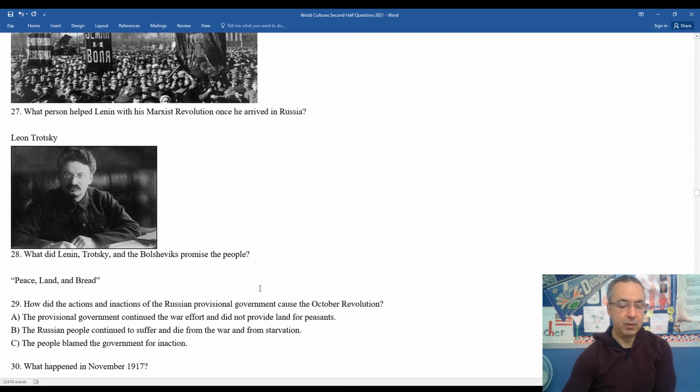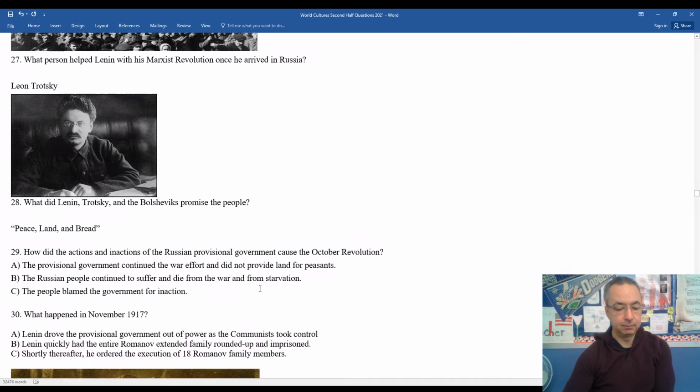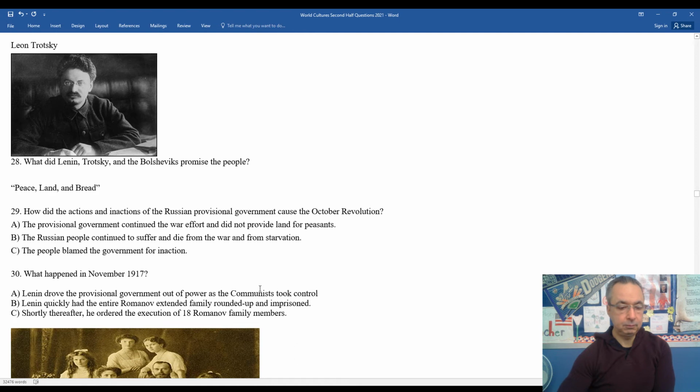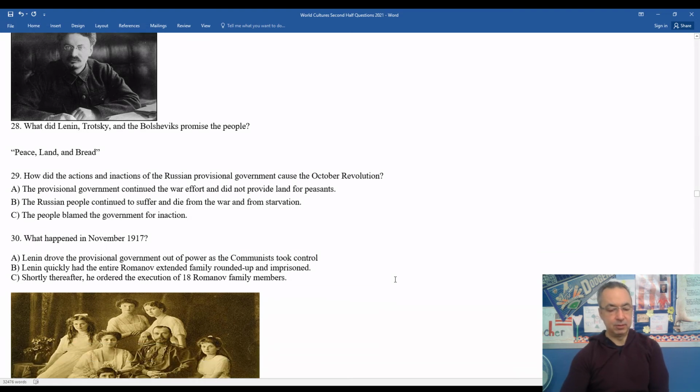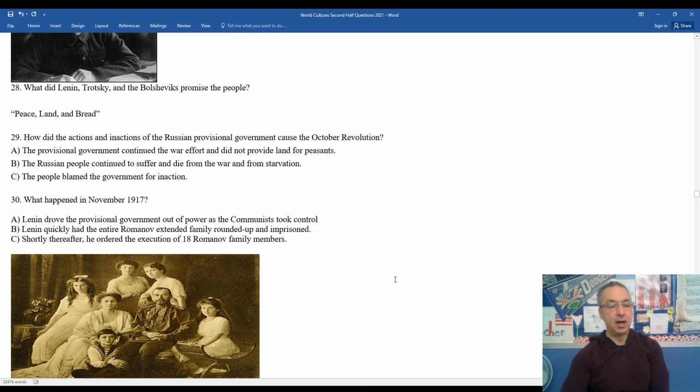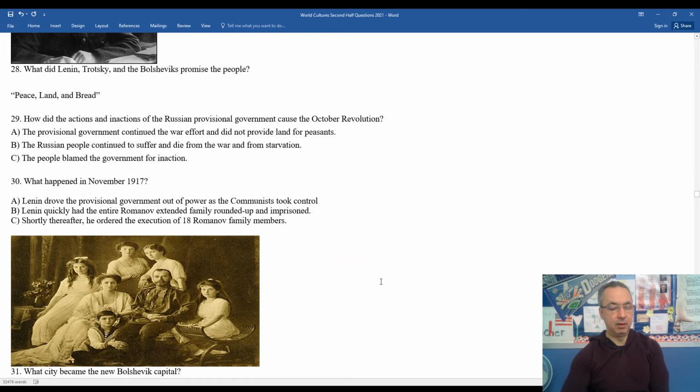30, what happened in November 1917? Lenin drove the provisional government out of power and the communists took control. Lenin quickly had the entire Romanov extended family rounded up and imprisoned, and shortly thereafter he ordered the execution of 18 Romanov family members, getting his ultimate revenge on the Romanov family for killing his brother.